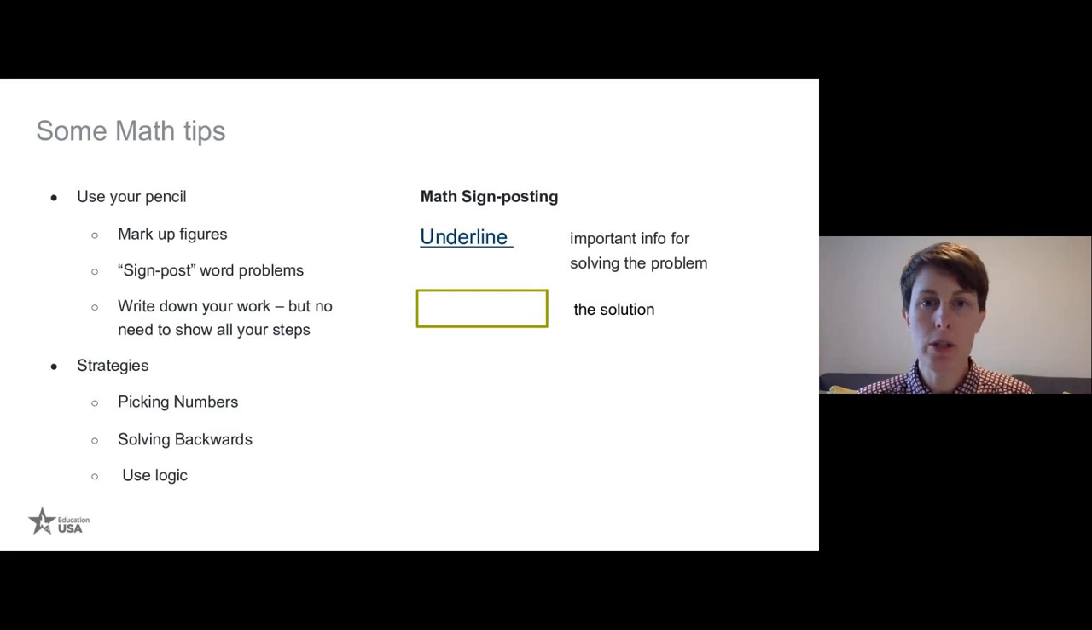Marking up figures, I mean just writing on them. So whether you're given a length of something, write that down. If you're told a line is drawn through it, draw a line through it. So just use your pencil to include whatever information you need on the figure to solve the problem, which is something a lot of you probably already do, but maybe on the test you took Monday, if you weren't able to mark the test itself because it was on your computer, you maybe didn't get a chance to practice that.